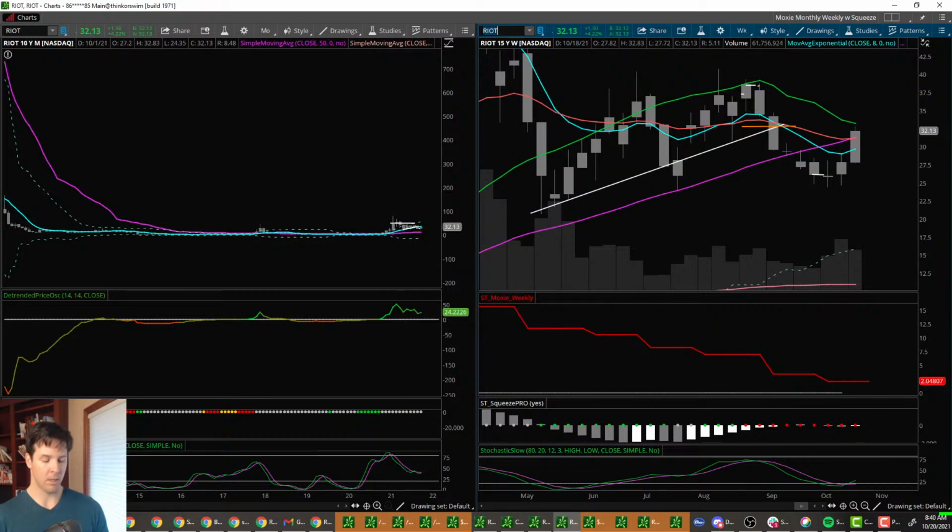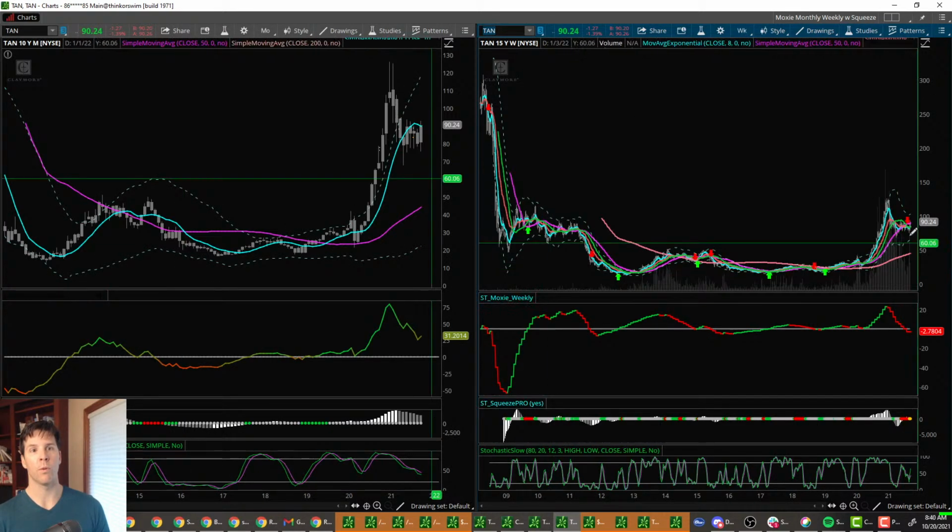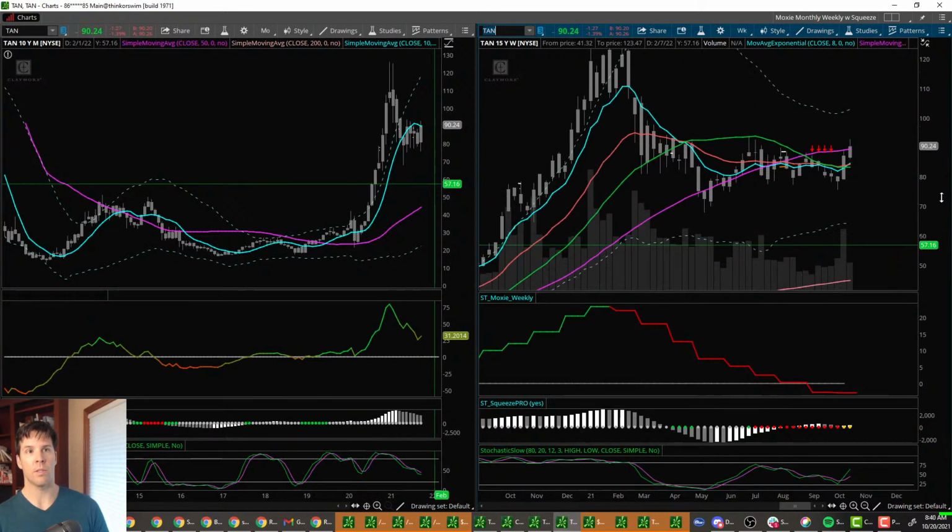Another one that I'm seeing, say, TAN, which is the ETF for the solars. And this one's done some good work.